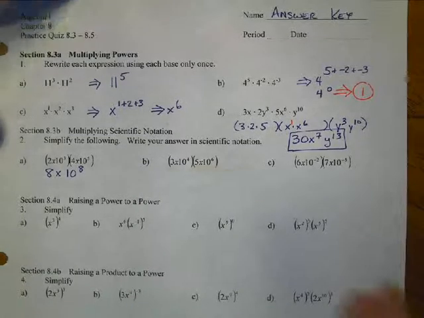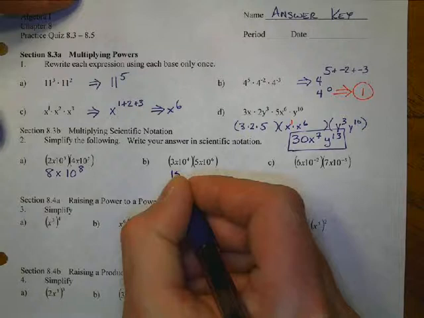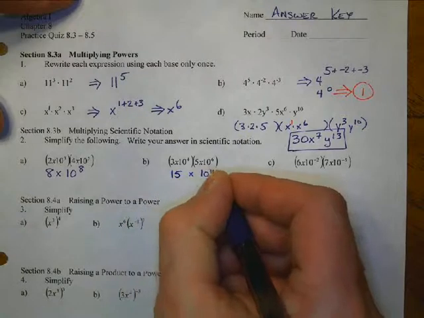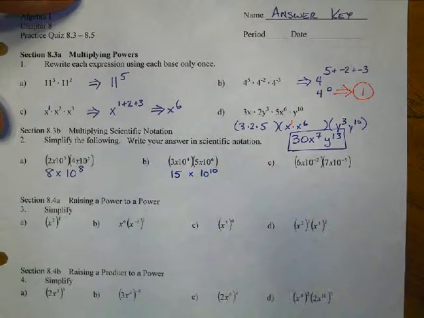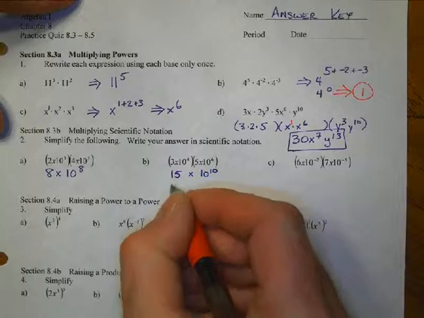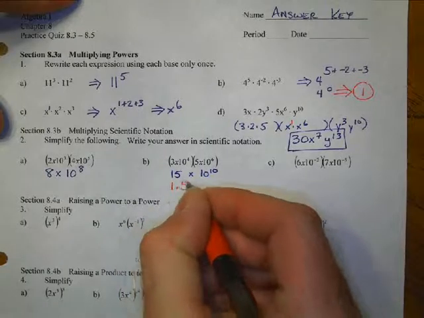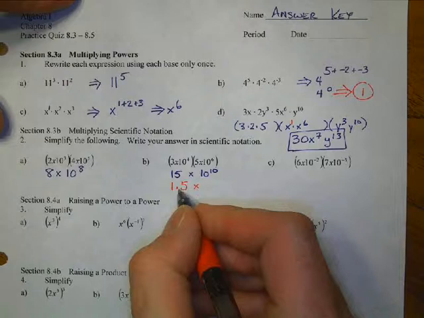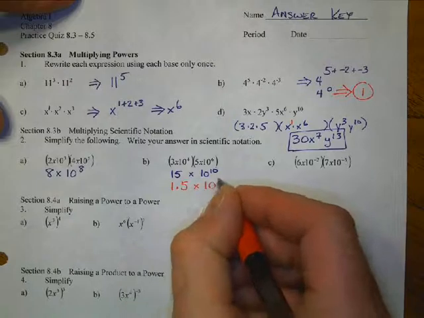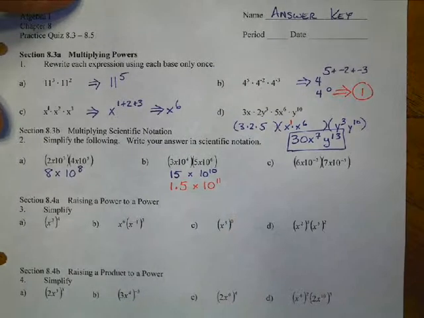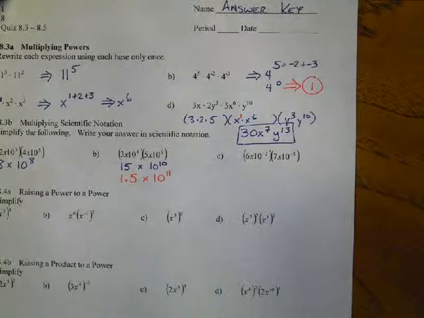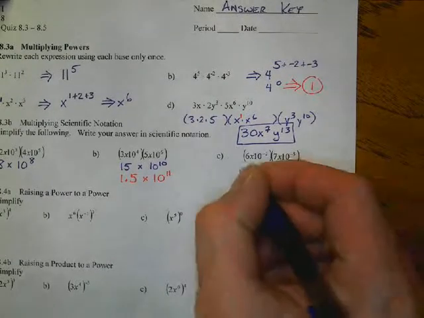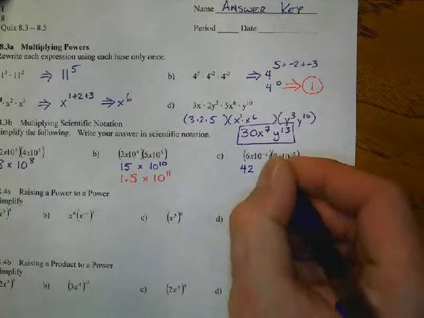Looking at our second one, we have 3 times 10 to the 4th and 5 times 10 to the 6th. As we look at this, multiplying together, we have 15 times 10 to the 10th. Now, as you know, you're not allowed to have a number that's greater than 10. So that becomes 1.5. Since the number got smaller, remember the exponent gets bigger.